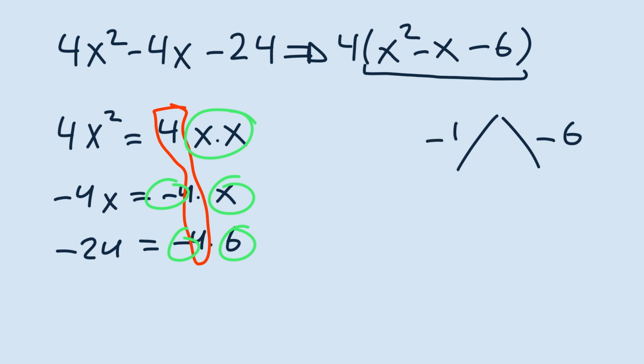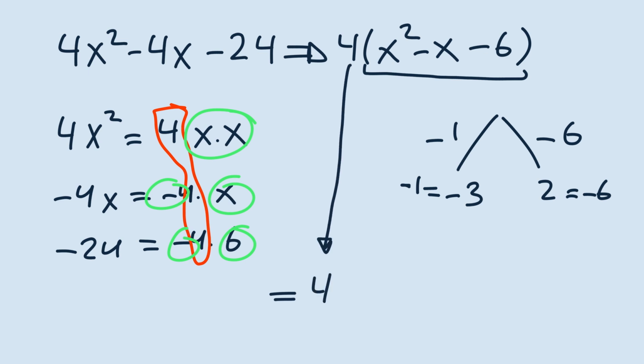So we will start with negative 3 and 2. Negative 3 times 2 is negative 6. And when we add up these two numbers, we will get negative 1, right? So the final answer will be 4, which is this 4, then the factorization of this quadratic, which is (x minus 3) times (x plus 2). And this is the final answer.